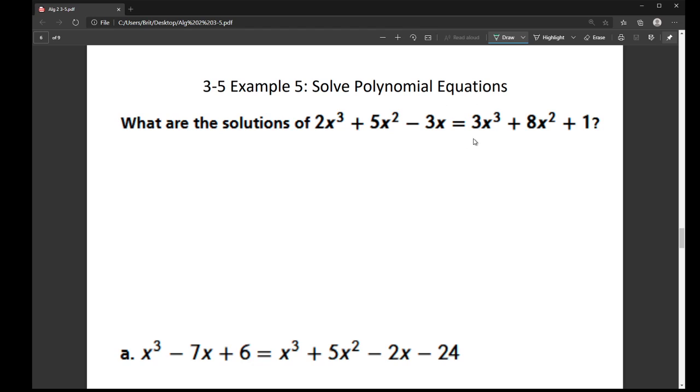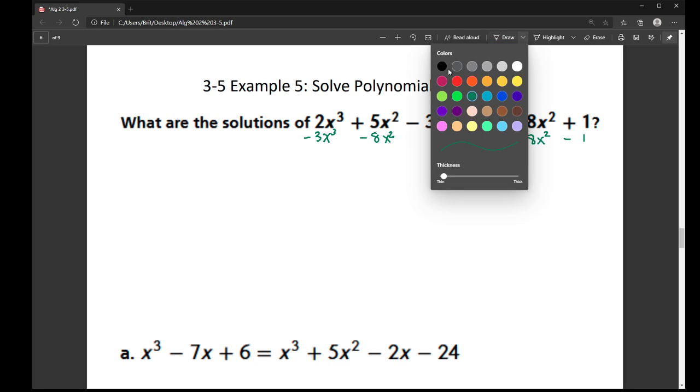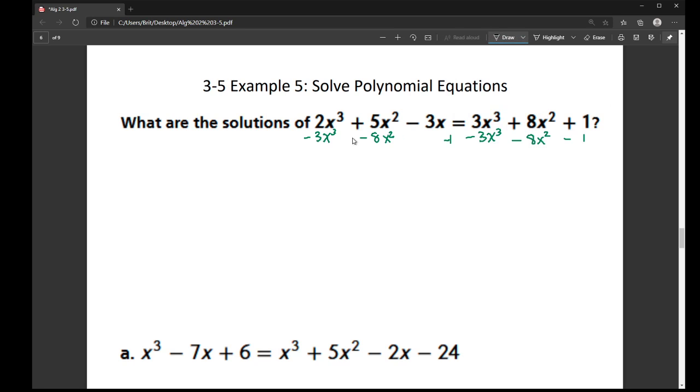So to do that, I'm just going to do this all at once. I'm going to subtract 3x cubed, I'm going to subtract the 8x squared, and I'm going to subtract the 1. And that's going to produce a polynomial that has everything on one side of the equal sign.